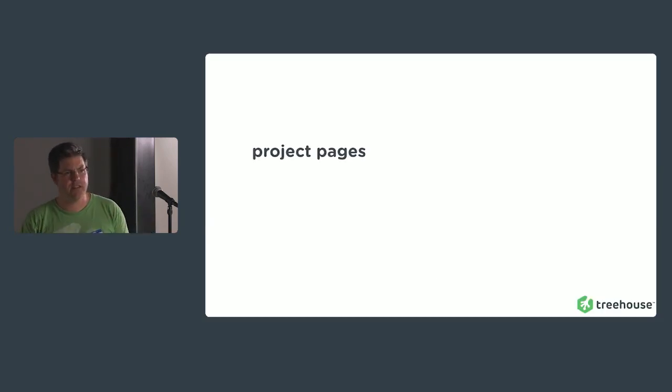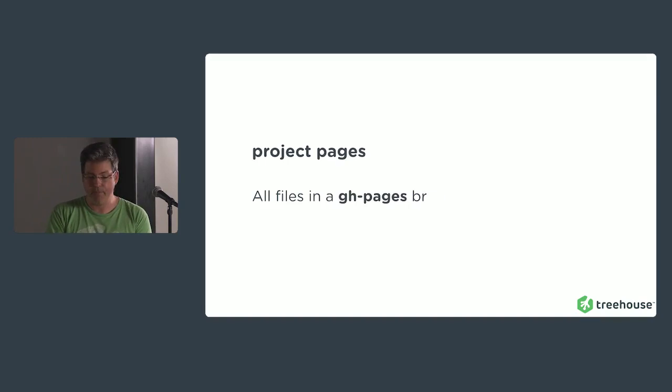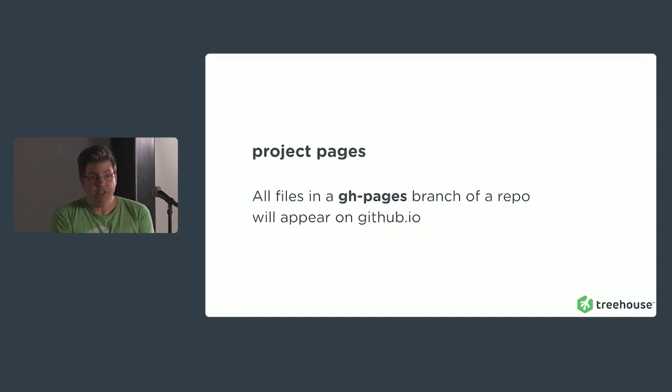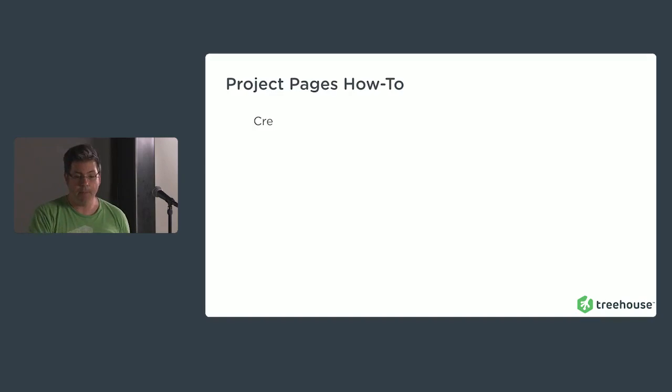So each of them you create slightly differently, or you have to put onto GitHub slightly differently. Let's start with project pages. They're pretty easy to understand. So with project pages, all you need to do is create a branch on GitHub named gh-pages. And anything that you put in that branch and anything you push to that branch on GitHub will now appear on github.io. Pretty simple and easy to do, and I'll show you how to do it step by step.